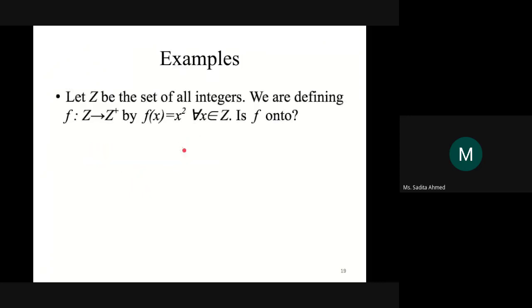Let's look at an example. So for the same square function, if the domain is the set of all integers and the codomain is the set of all positive integers, is this function going to be onto? What do you guys think?